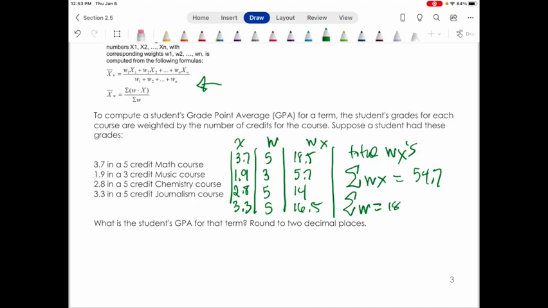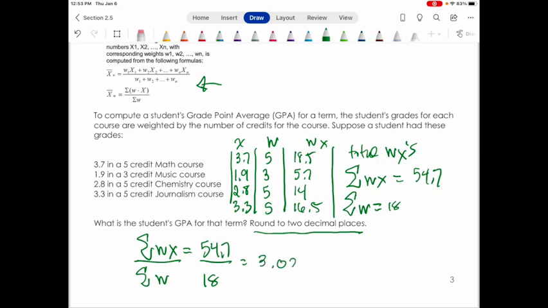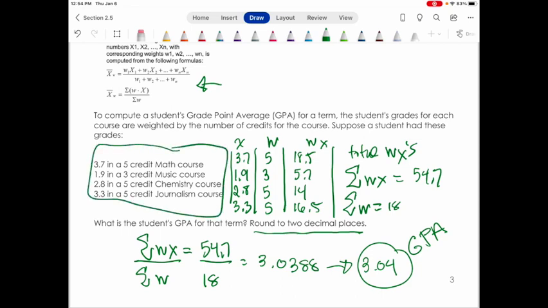So to find the GPA, I'm going to take the sum of all my products, which we said is 54.7, and I'm going to divide by the sum of my w's, which is 18. When I do that, and it says to round to 2 decimal places, you get 3.0388. And then when we round to 2 decimal places, that gives me 3.04. So there's the GPA calculated for this semester with these grades.